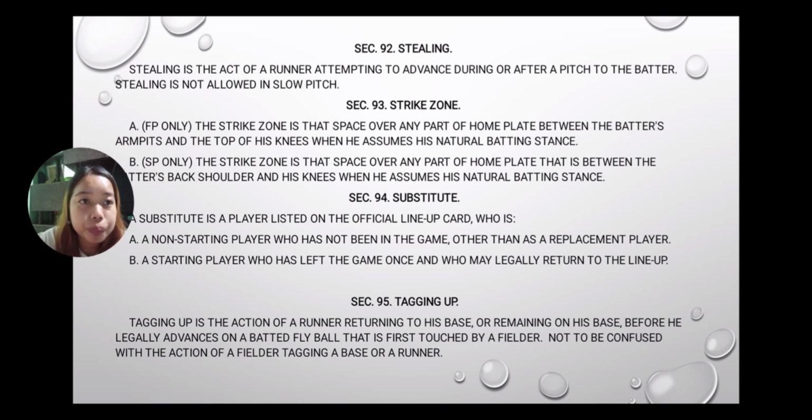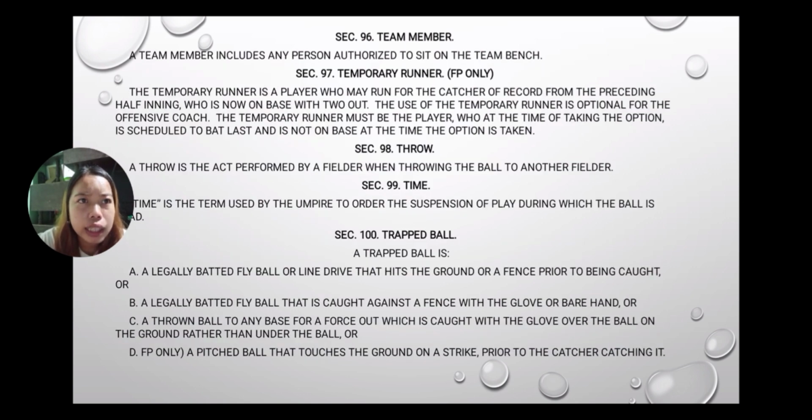Section 96. Team member. A team member includes any person authorized to sit on the team bench. Section 98. Throw. A throw is an act performed by the fielder throwing the ball to another fielder. Section 99. The time. Time is the term used by the umpire to order the suspension of play during which the ball is dead.